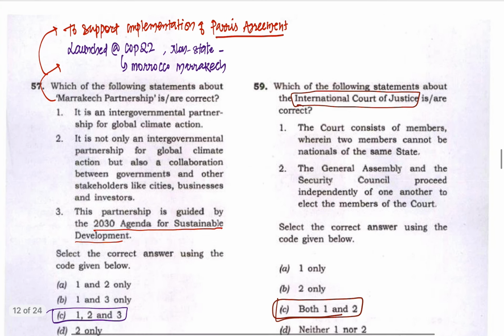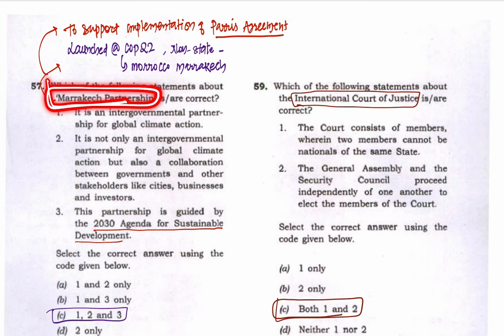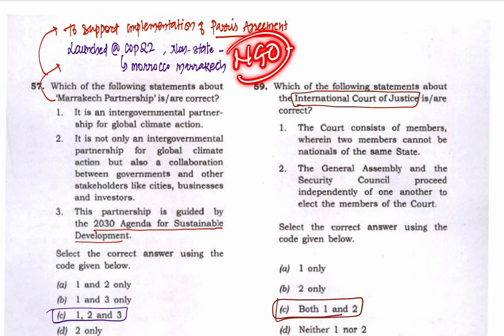Now Marrakesh Partnership, this is one of the most important questions of this paper. The Marrakesh Partnership was launched at COP 22, which was held in Marrakesh, Morocco. Now this is an initiative by the non-state actors.